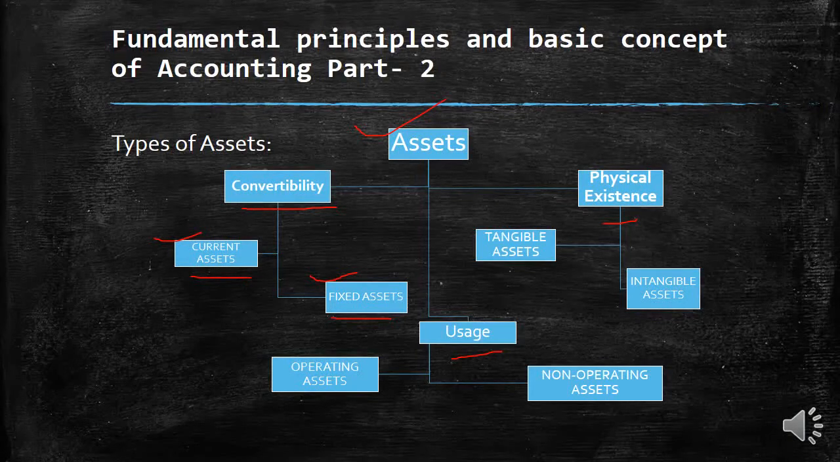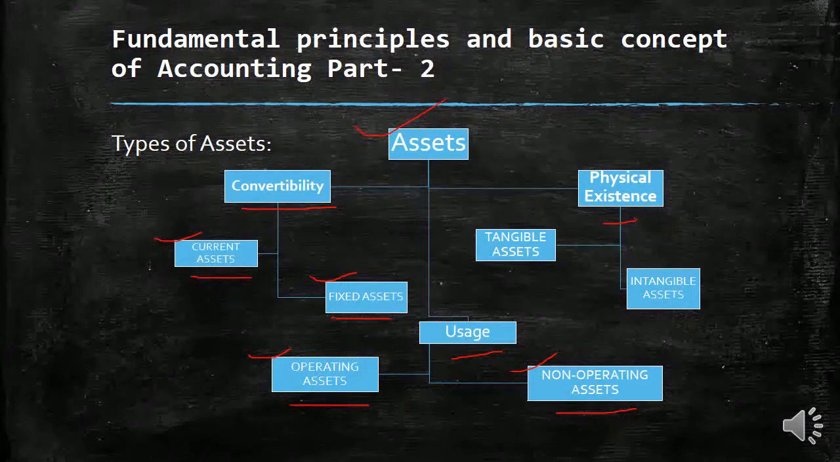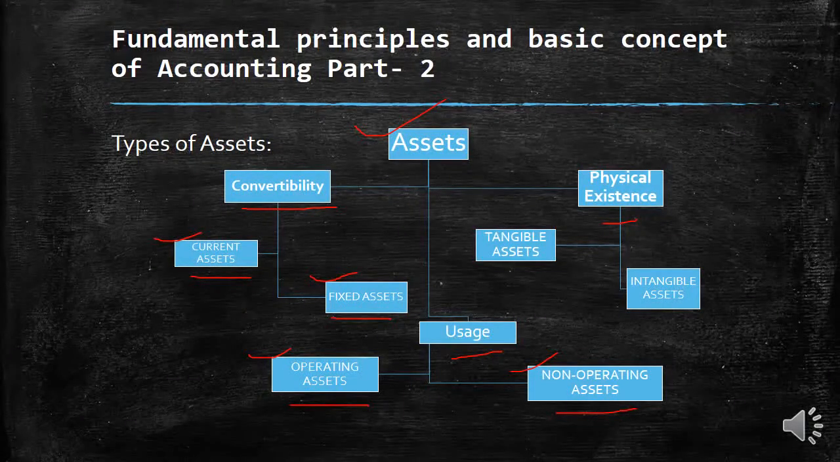Now, based on usage, the assets can be divided into two types. They are operating assets and non-operating assets. So what are operating assets? Those assets which are in use in business right now. And non-operating assets are those which are not in use right now. Like suppose you have two shops and one of them is in use and one of them is idle. The one in use is an operating asset and the one which is idle is a non-operating asset. I think it is clear to you all.